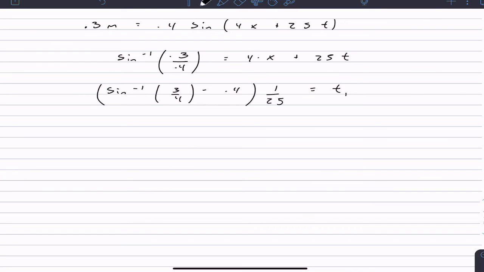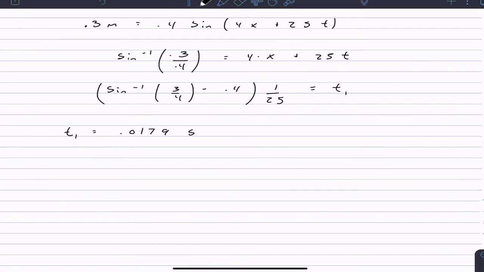Okay, that's easy enough. So we just plug that in, and we get a value for t1 is equal to 0.0179, and this is going to be in radians. Well, it cancels actually. So yeah, we're in seconds.